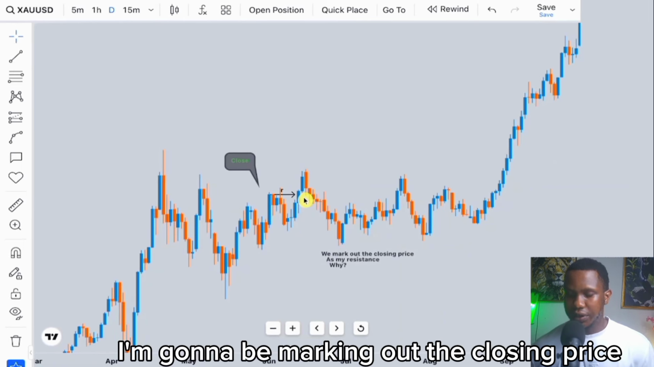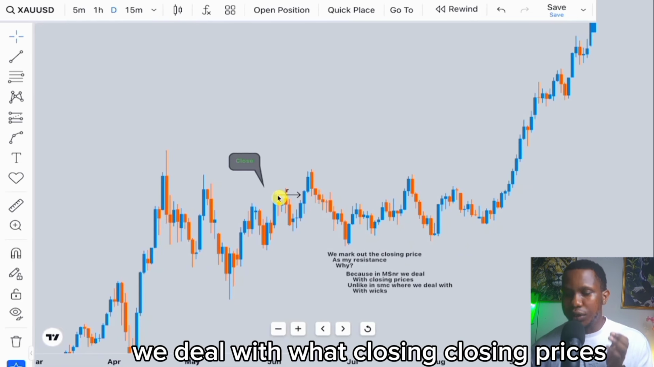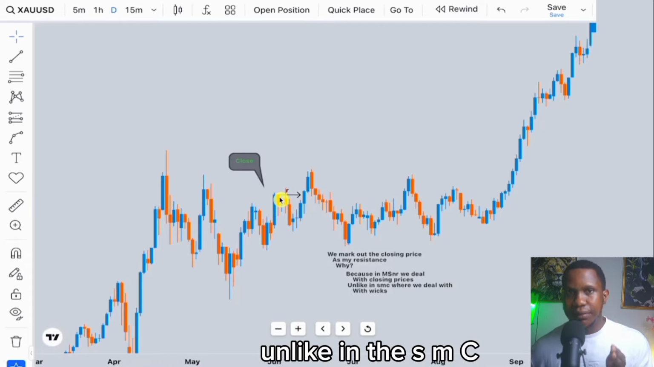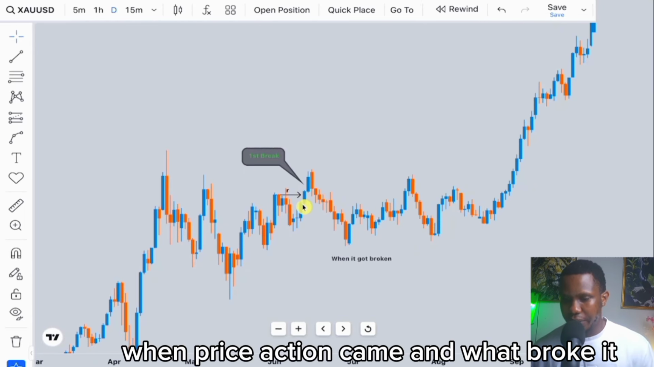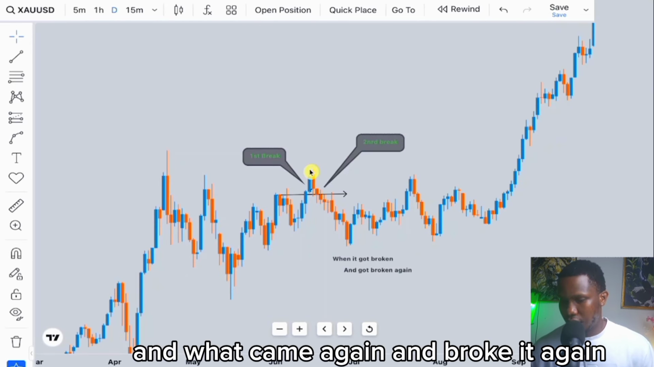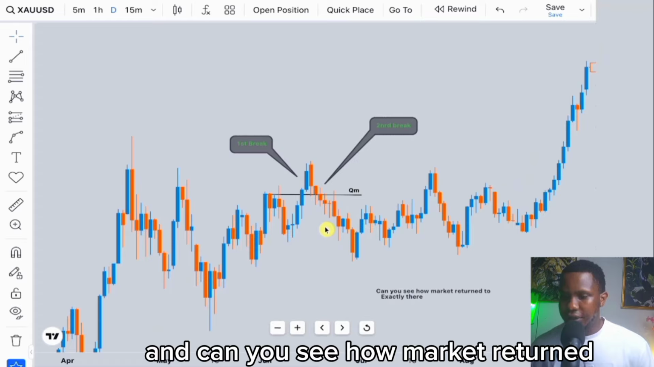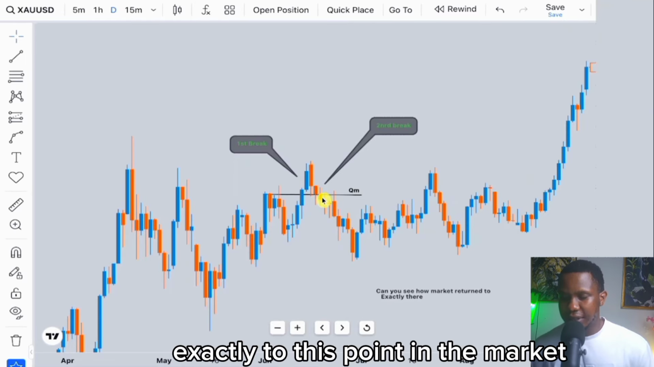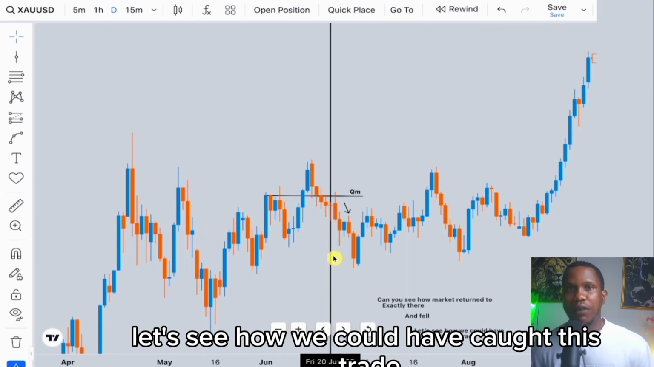I'm gonna be marking out the closing price as my resistance, because in Malaysian SNR we deal with closing prices, unlike in the SMC where we deal with candle wicks. Price action came and broke it, came again and broke it again, and this zone right here becomes our QM. And can you see how market returned exactly to this point in the market, and it fell to the downside, traders. Let's see how we could have got this trade.